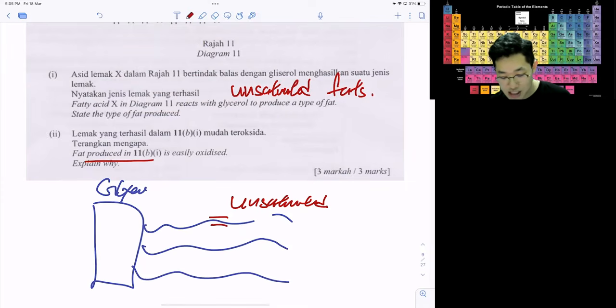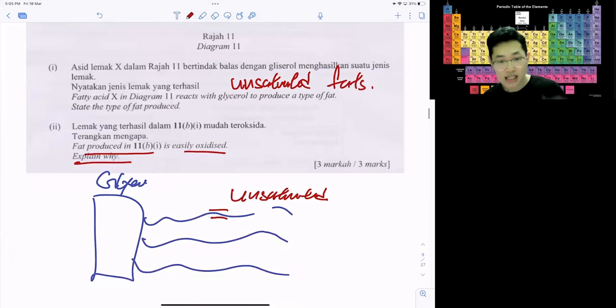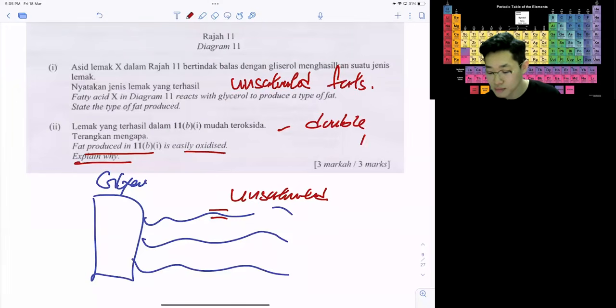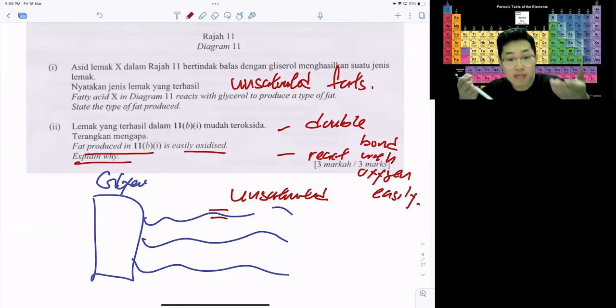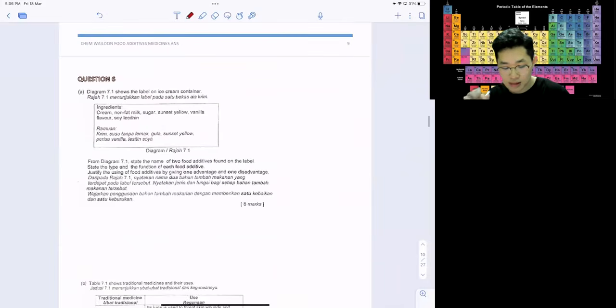Fat produced is easily oxidized. Why is it easily oxidized? Because it has double bond. And then it can react with oxygen easily because got empty space, the oxygen can enter very easily. So not very hard. Okay, next.